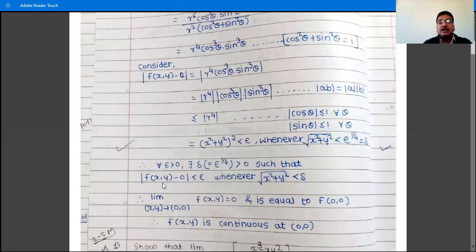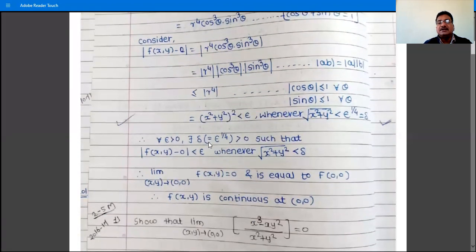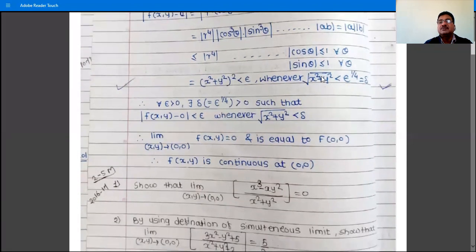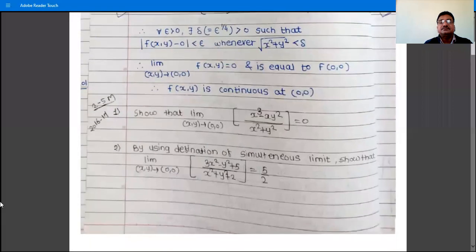And therefore, for every epsilon greater than 0, there exists delta, equal to epsilon raised to 1 by 4, greater than 0, such that mod f(x,y) minus 0 is less than epsilon whenever root x square plus y square is less than delta. And this means the limit of f(x,y) as (x,y) tends to (0,0) is 0. This limit exists and is equal to f(0,0), and therefore f(x,y) is continuous at (0,0).